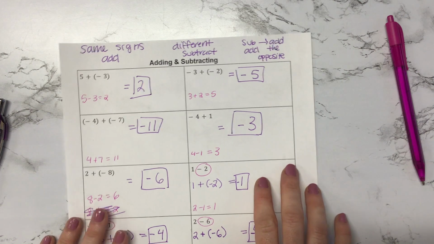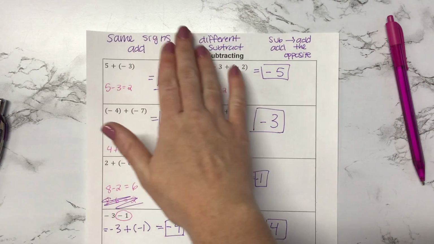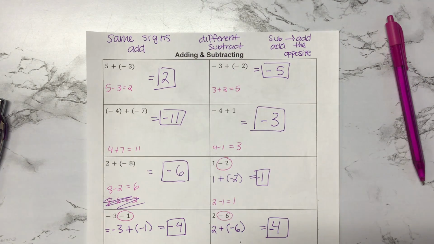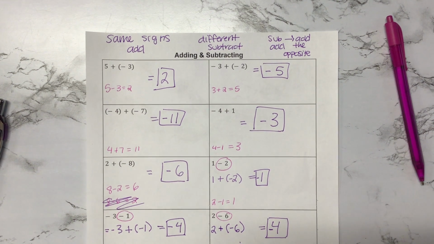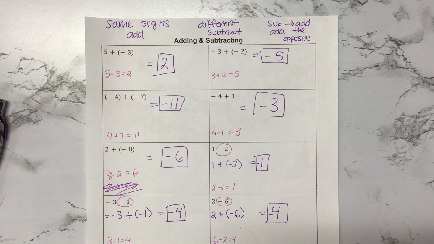So remember, you're going to rewrite subtraction as addition. If they're the same signs, you just add the numbers together. If they're different signs, you subtract them, and then you keep the sign of whichever has more. If the positives have more, it's going to be positive. If the negatives have more, it's going to be negative. So go ahead, take a second, look over it, and then you have a Canvas quiz to help you catch up on this topic.